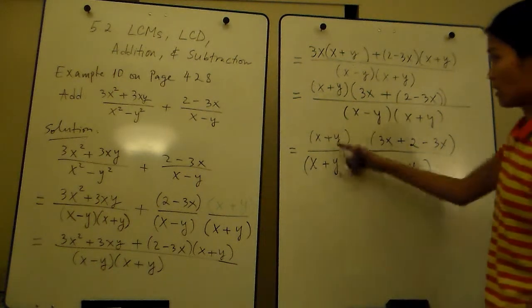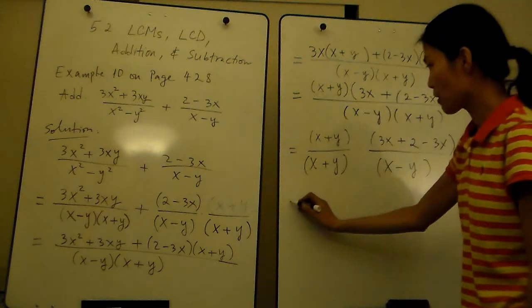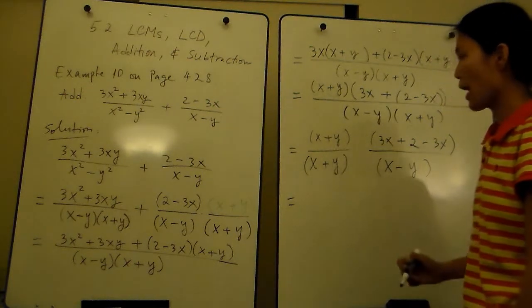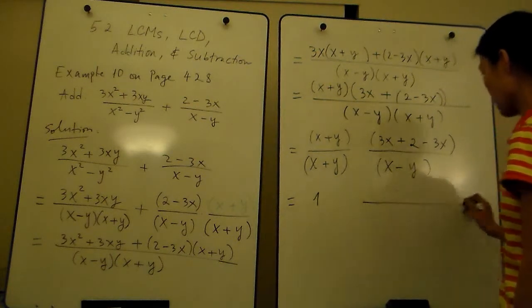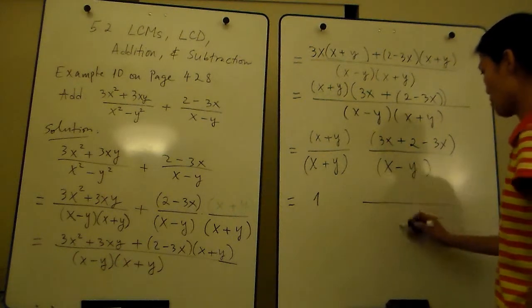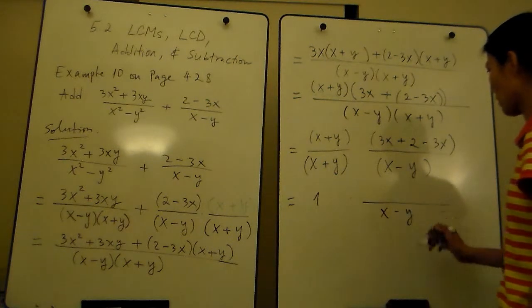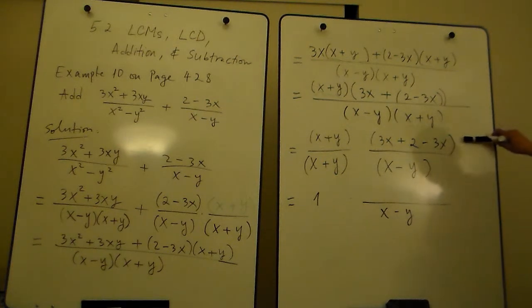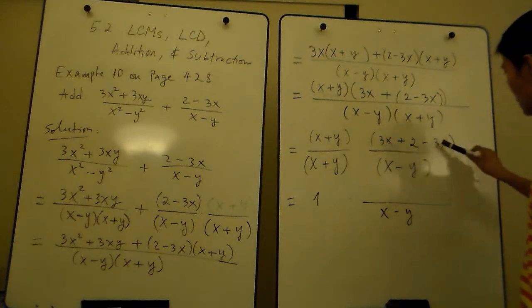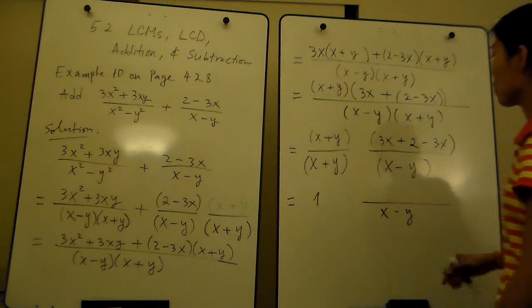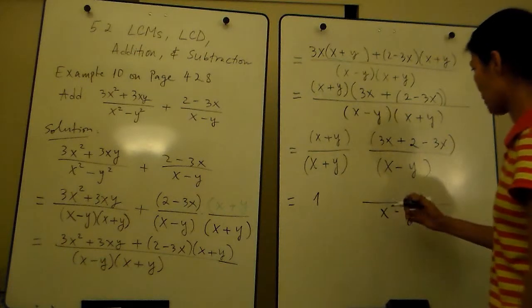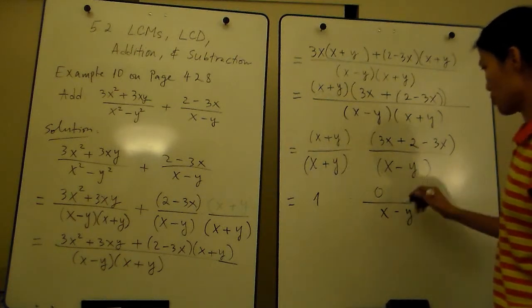Okay? This is a factor of 1, so x plus y divided by x plus y is 1 times this denominator, x minus y here. Now, look at this. 3x subtract 3x is 0. So actually you can cancel out these two terms, which is 0, right? 3x subtract 3x is 0. Plus 2.